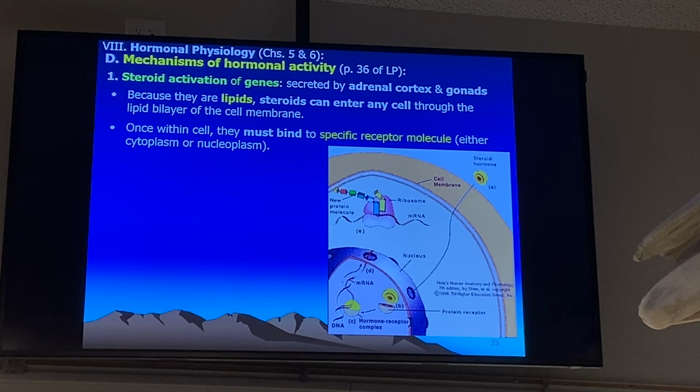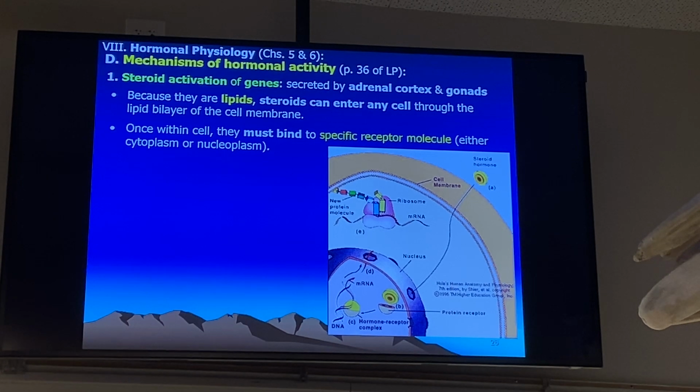Steroids, because they start out as fatty acids, are lipid soluble, so they go right through the phospholipid bilayer. They have to bind to a receptor inside the cell. Now, the receptor can be either in the cytoplasm or the nucleoplasm. In this picture, which one is it? Nucleoplasm. It's a brown half ball. This receptor is from the nucleoplasm in here. Everybody see that?